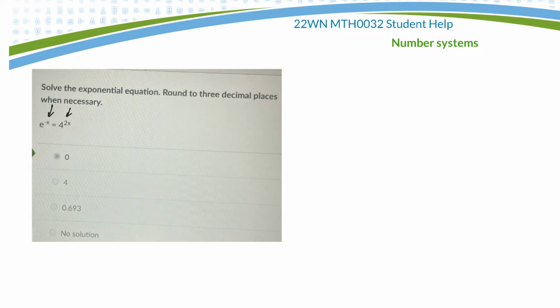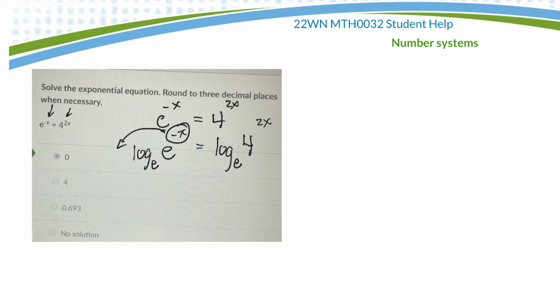messes that up. So I'd probably take, let me rewrite it, e to the minus x equals 4 to the 2x. So I'm going to take the log base e, because this is an e. I could have done 4 too, but I think the e will be easier. Log base e of e to the minus x is equal to log base e of 4 to the 2x. Now I can use the power rule to bring that out front.